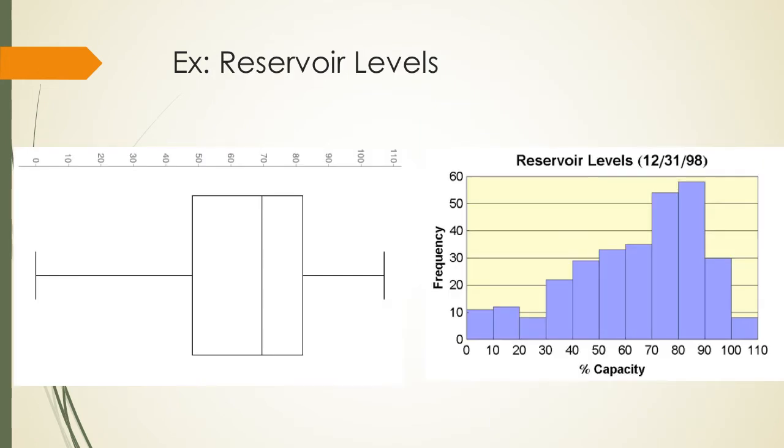I've also included a box plot for the reservoir level data. This box plot shows the median reservoir level was approximately 70% of capacity.